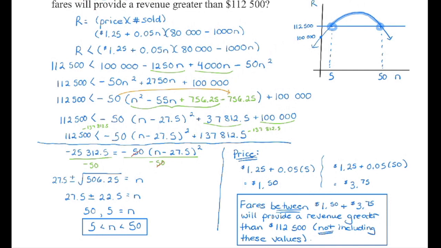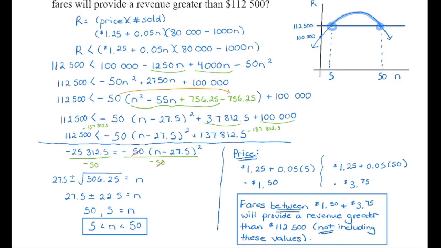We're not including those values because we don't want to equal $112,500. We want to be greater than that. And you can always choose a number in between here, substitute it back in and test to make sure that you are in fact generating that revenue that you want. And then I'm just quickly going to show you another way that you could have approached this.